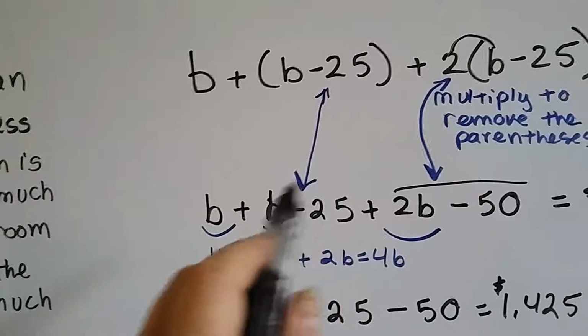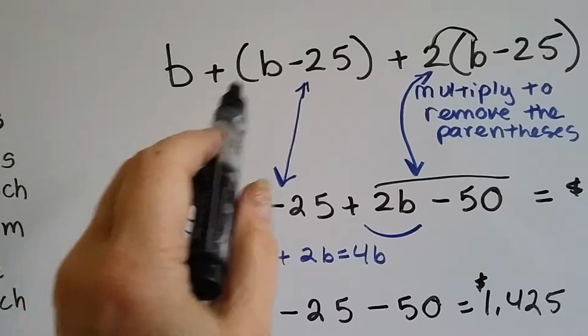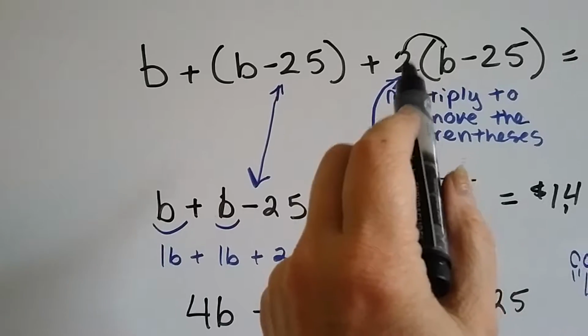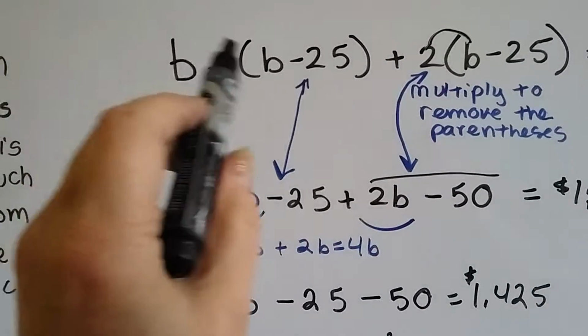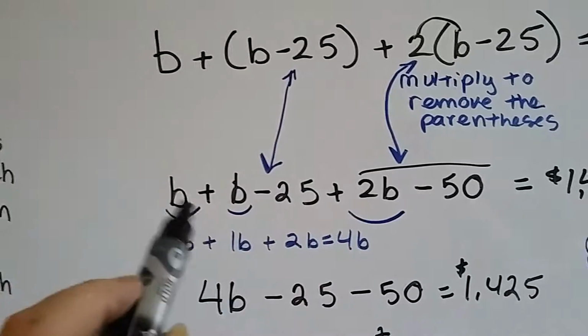We just open it up. We don't have to distribute it because it's not being multiplied. See, it's B plus that. This was 2 times that. So because this is a plus in between here in the parentheses, we're just going to remove the parentheses.